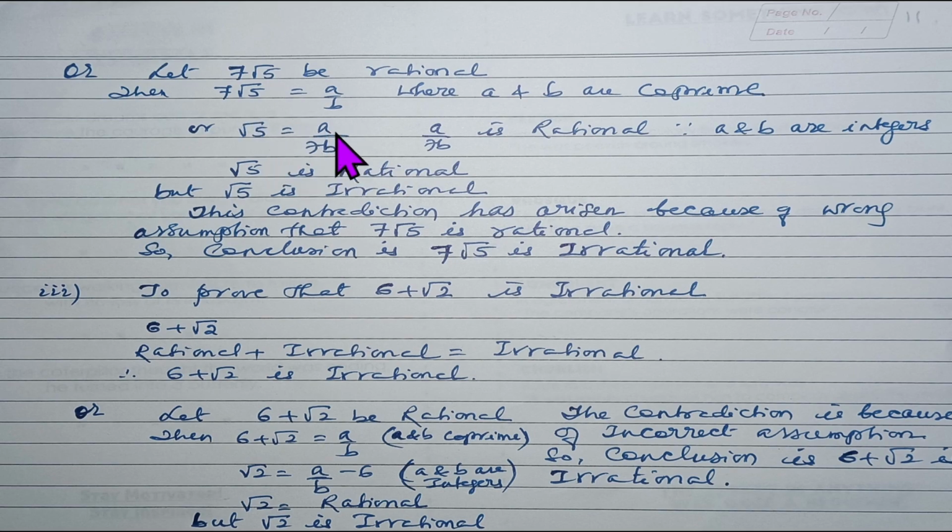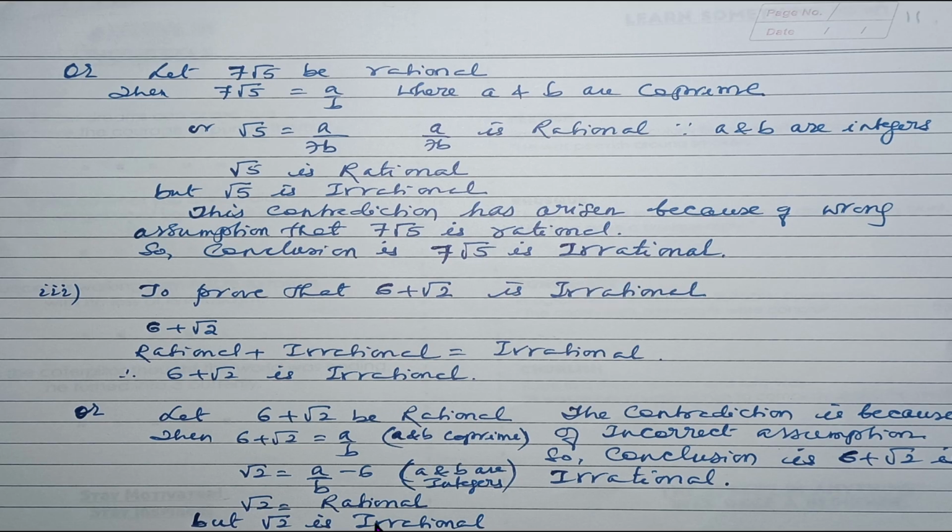Now a is an integer, b is an integer, 7 is an integer, therefore the numerator is an integer, the denominator is an integer, it is of the form p by q, and therefore a upon 7b is a rational number. But root 5 is irrational. So irrational becoming rational is impossible. So this contradiction again has arisen because of our incorrect assumption, and therefore 7 root 5 is not rational but irrational. So please remember that.